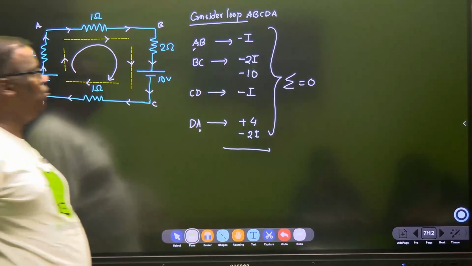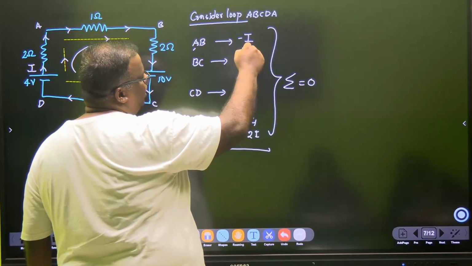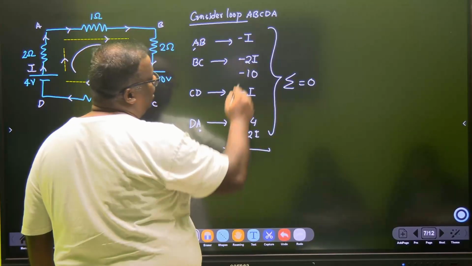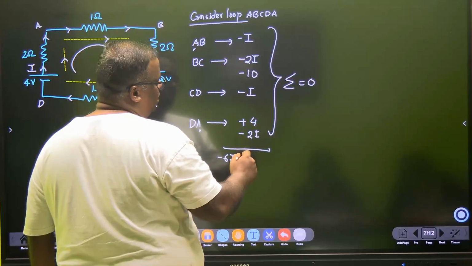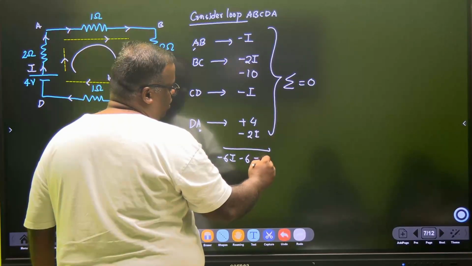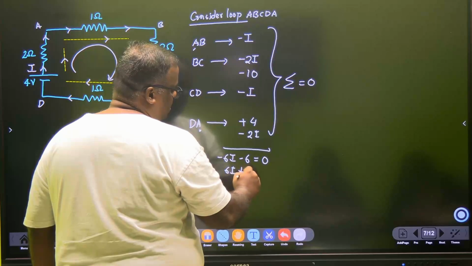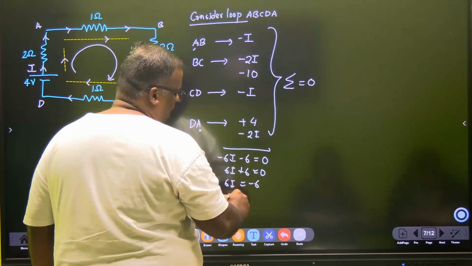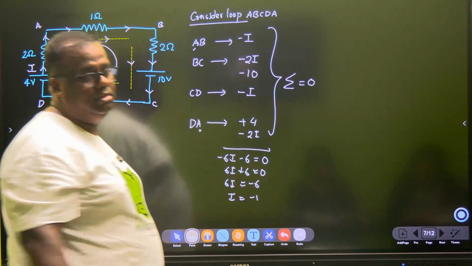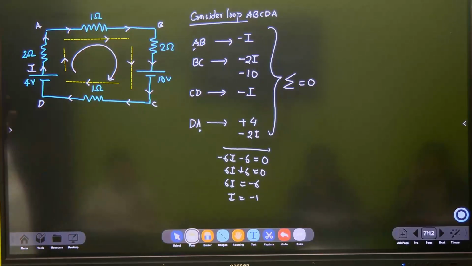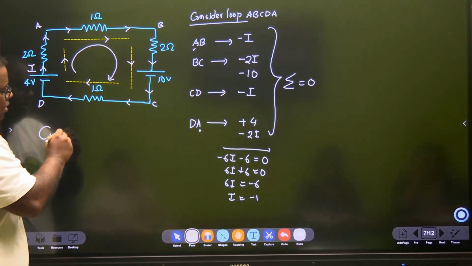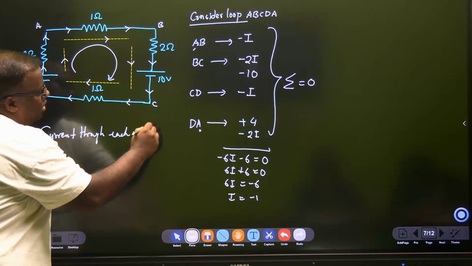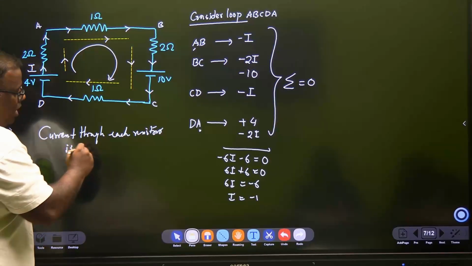Right? So let's do negative 1, 2, negative 3, negative 4, and this is negative 6I, negative 10 and positive 4. How much is it? Negative 6I minus 6 is equal to 0. So 6I plus 6 is equal to 0. So 6I is equal to negative 6. I is equal to negative 1. That means the current through each resistor is 1 ampere.